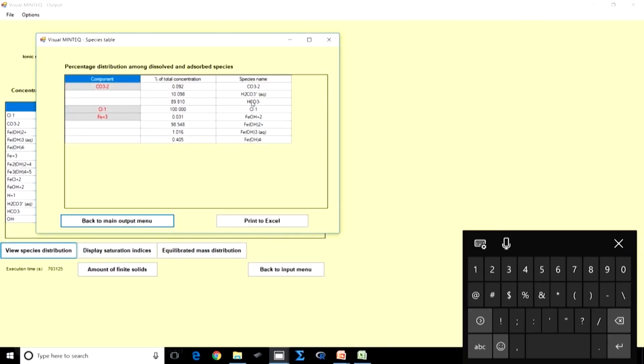Let's say view species distribution. So as you see, considerable amount of carbonate is present as HCO3 minus, and HCO3 minus obviously would have taken in or neutralized any H plus that would have been formed due to the addition of Fe, right. What happens when you add Fe3 plus? FeOH complexes are formed, thereby releasing H plus, right. So this H plus can be neutralized by the HCO3 minus, that's going to be predominant at this particular pH.